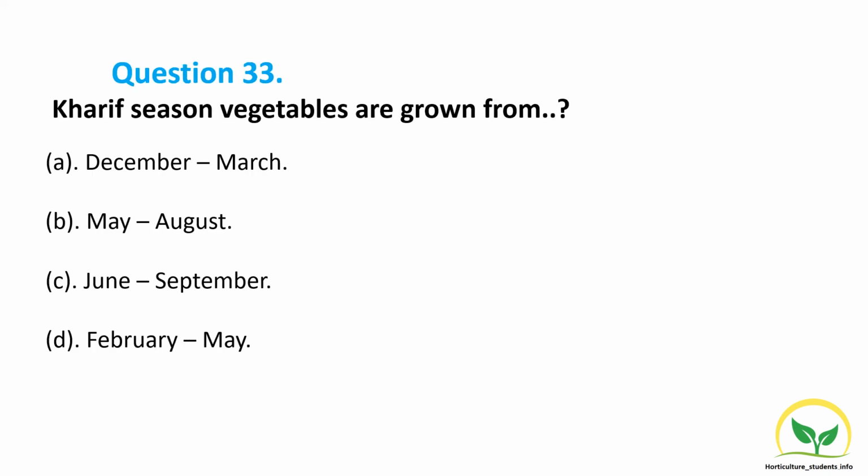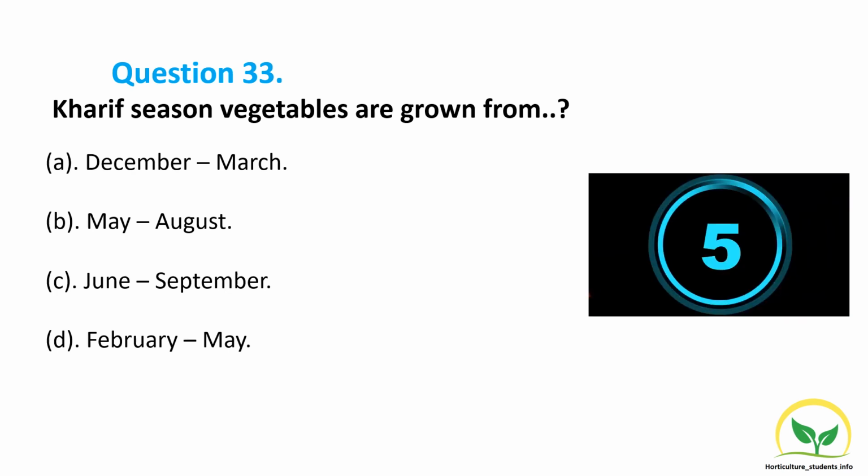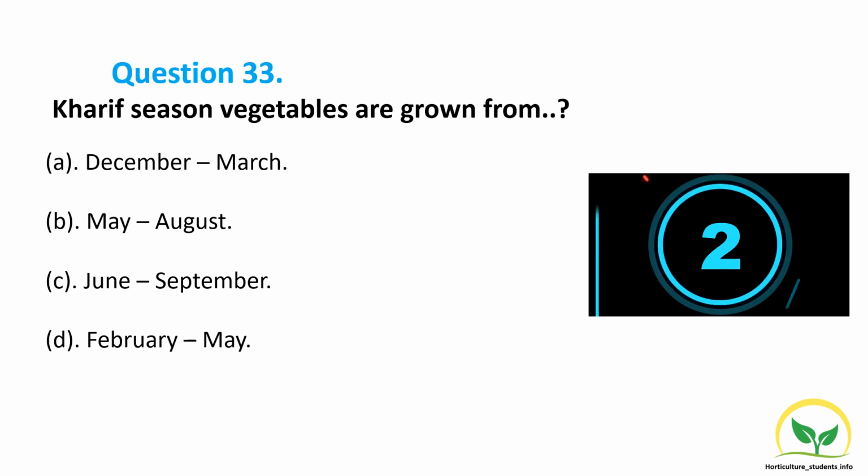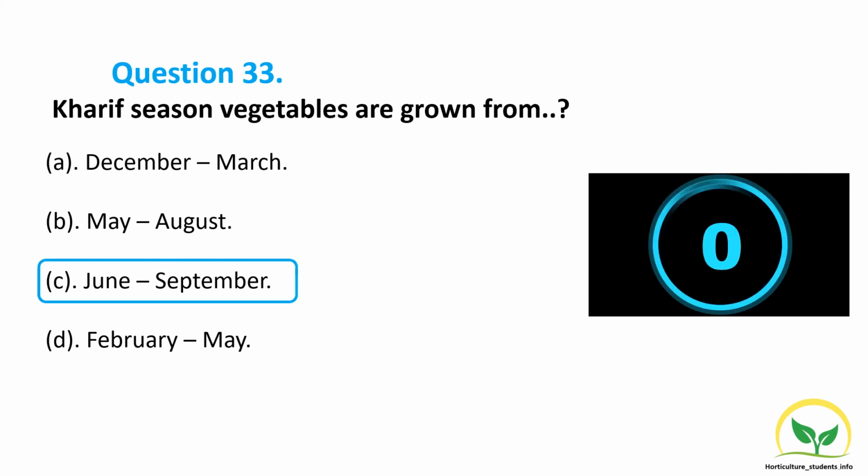Question 33. Kharif season vegetables are grown from: A. December to March, B. May to August, C. June to September, D. February to May. Answer: C. June to September.